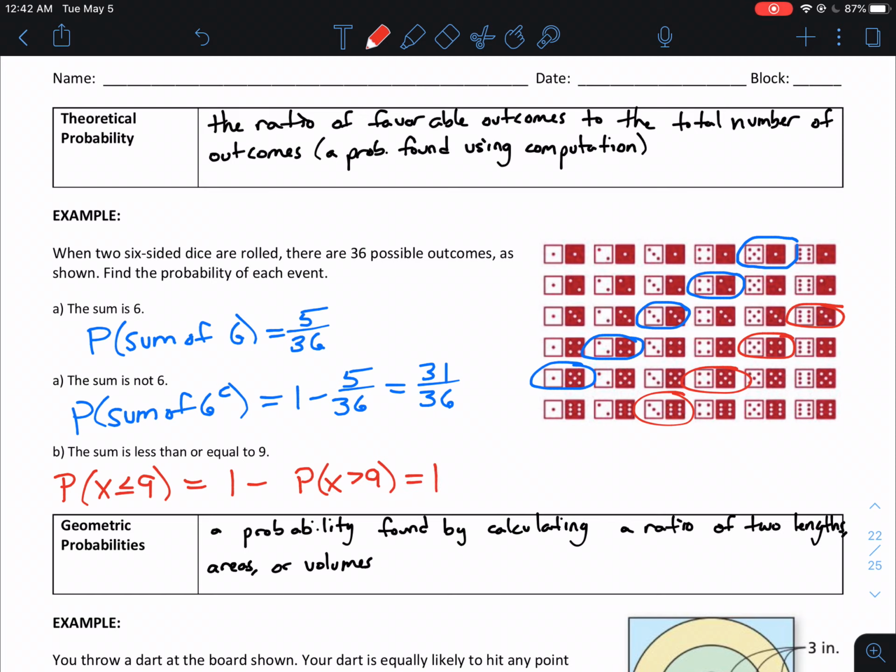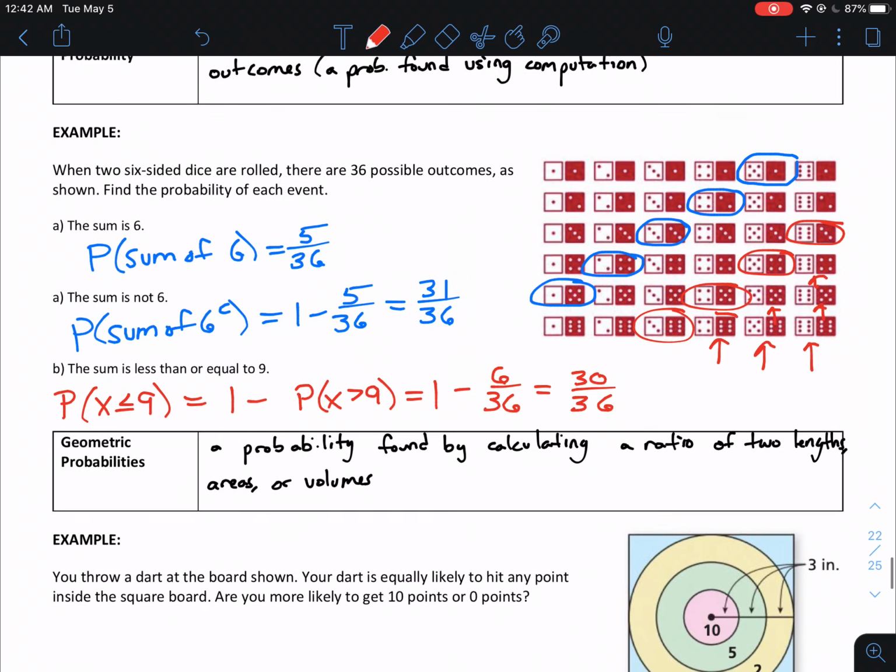So if you think about what that is, that it's greater than 9, there's only a total of 1, 2, 3, 4, 5, 6 places where the sum is greater than 9. So if you take 1 minus that 6 out of 36, that tells you that the remaining 30 out of 36 would have to be less than or equal to 9. So you can see that the complement rule is actually a very convenient rule, especially when you're dealing with a lot of probabilities.